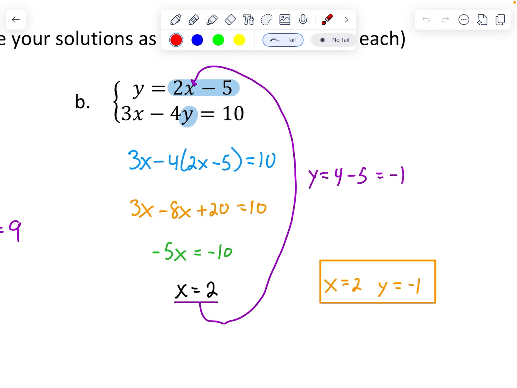Once you know what x is, plug it into either equation. Since this one is already y equals, this is the easier equation to plug it into, because then you just get y directly after you plug in 2 for x, which I showed right here.